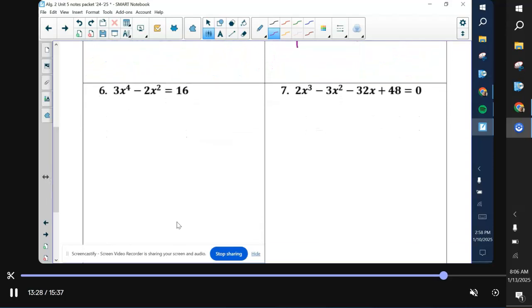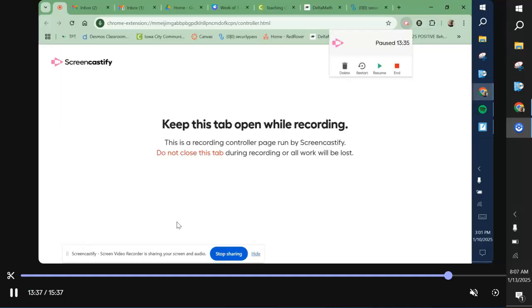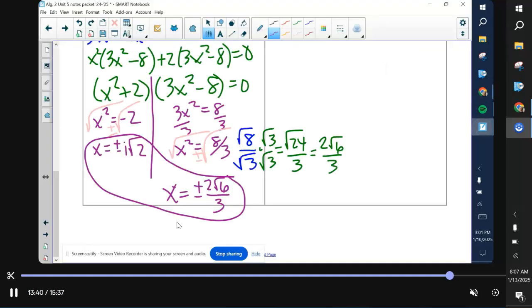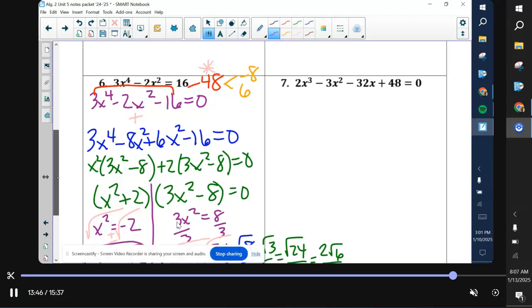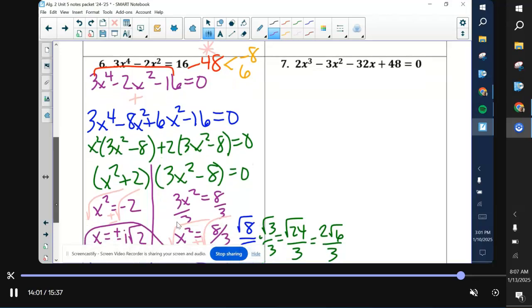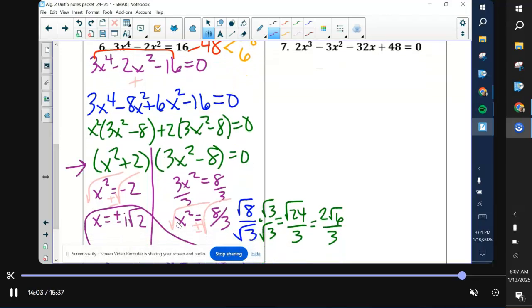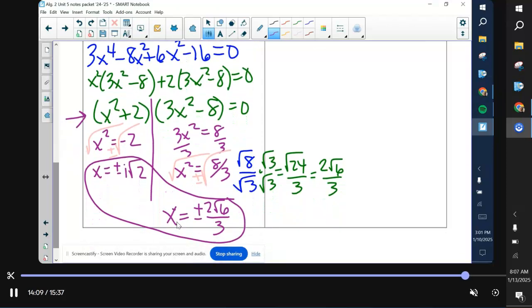All right. Number 6, a little bit different. I still got to bring my 16 over and set it equal to 0. But, oops. My a value was greater than 1, so I had to multiply the 3 and the negative 16 together. If you haven't done that yet, hit pause. Don't look at the answer. Work it, then come back. Once you've factored it by grouping, you are left with x squared plus 2, 3x squared minus 8.